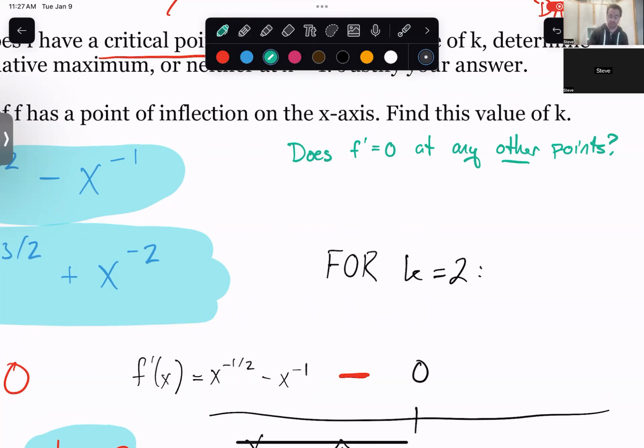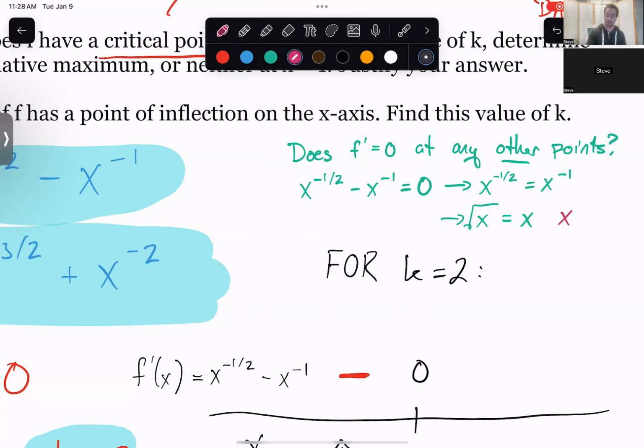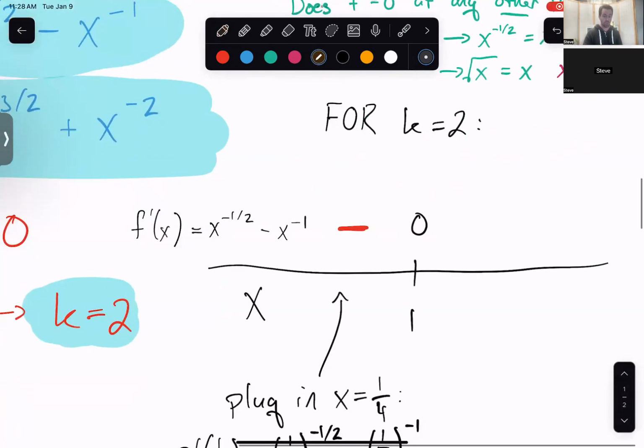Does f prime equal 0 at any other points? Well, let's see. X to the negative 1/2 minus x to the negative 1 equals 0 is the only case we need to worry about. This means x to the negative 1/2 equals x to the negative 1, which means that x to the 1/2 must equal x. X to the 1/2 is square root of x. And this has two solutions. This says that x must be either 0 or 1. We know that 0 is discounted. We are ignoring that. And so 1 is the only possible critical point, and our number line is not missing anything.